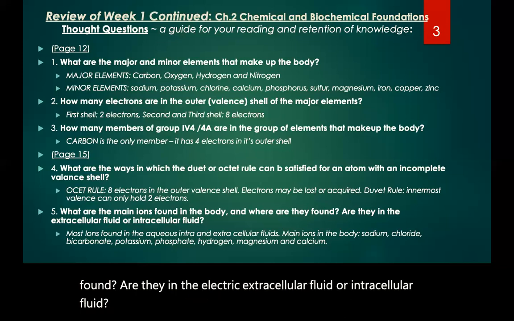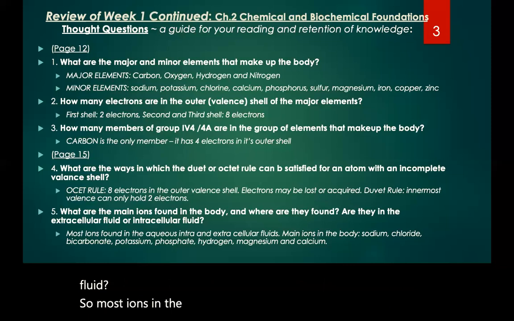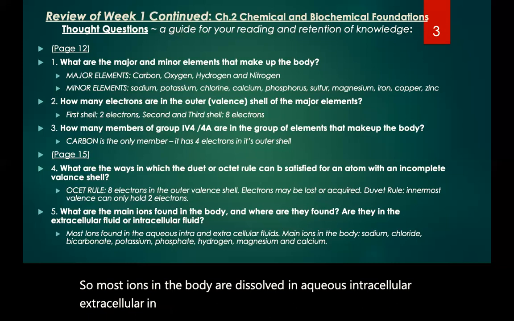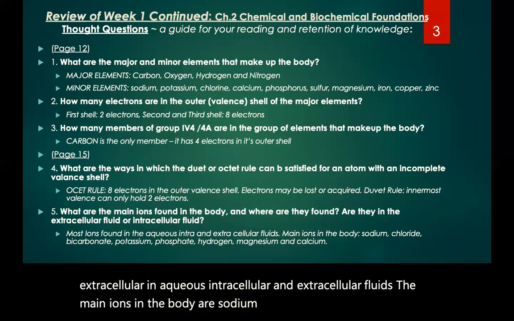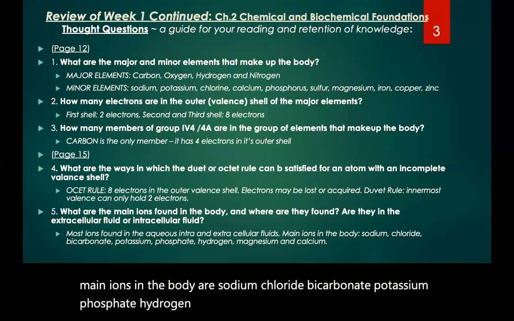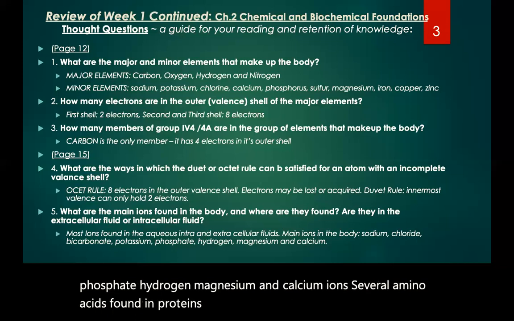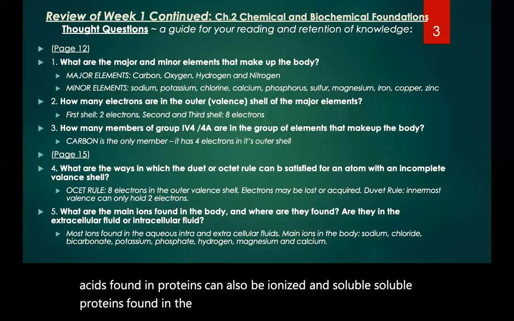Most ions in the body are dissolved in aqueous intracellular and extracellular fluids. The main ions in the body are sodium, chloride, bicarbonate, potassium, phosphate, hydrogen, magnesium, and calcium ions. Several amino acids found in proteins can also be ionized, and soluble proteins found in the intracellular and extracellular fluids are often negatively charged.